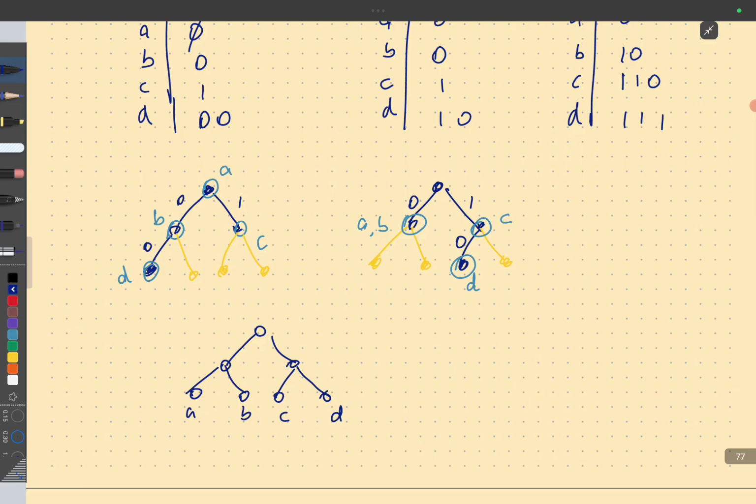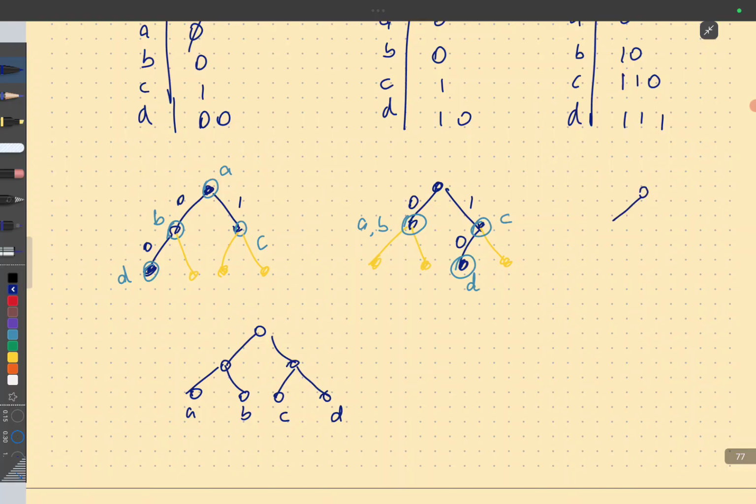Something much simpler. Nothing sophisticated, something very, very simple. No two symbols are the same. Exactly. No two symbols get mapped to the same node in the code tree. That's it. That's all that non-singularity is saying. No two symbols have the same code word, which means that no two symbols are mapped to the same node. Right? So this is non-singular. It is singular if there are two symbols which get mapped to the same node. Do you all agree?